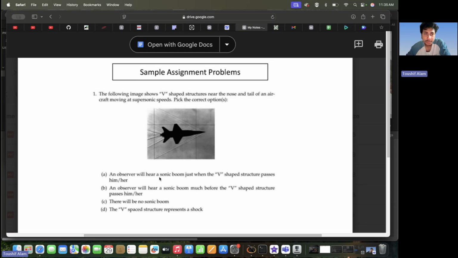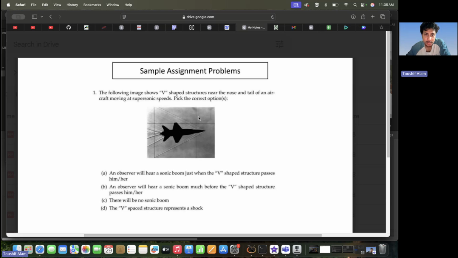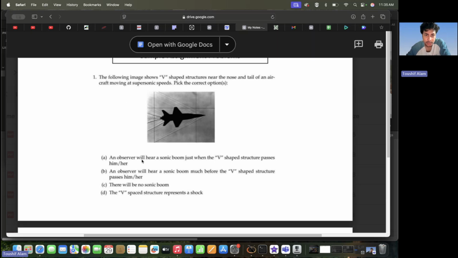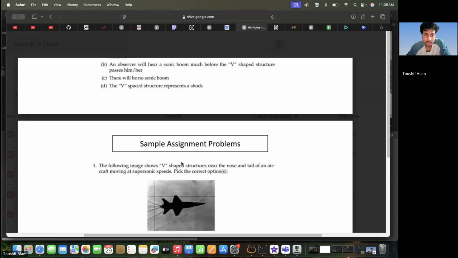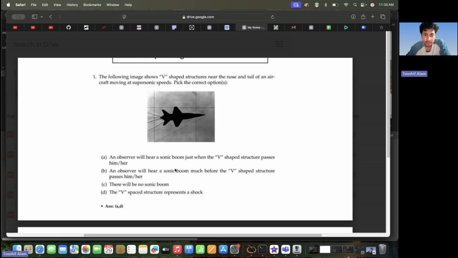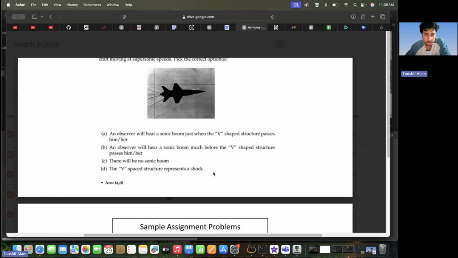Assignment problems. The following image shows a V-shaped structure near the nose and tail of an aircraft moving at supersonic speed. What is the correct option? An observable here is the sonic boom. We will have the observable sonic boom when the V-shaped structure passes the observer. The V-shaped structure represents a shock, obviously. And this is wrong, this is wrong.